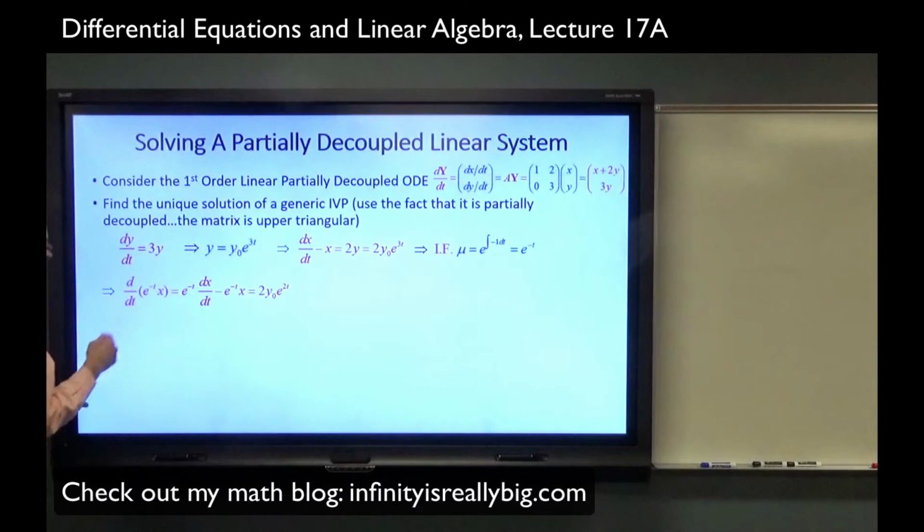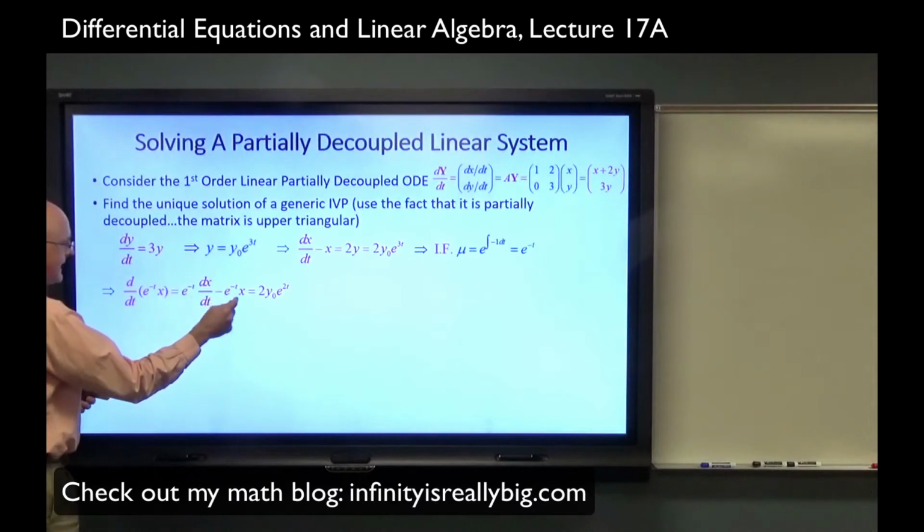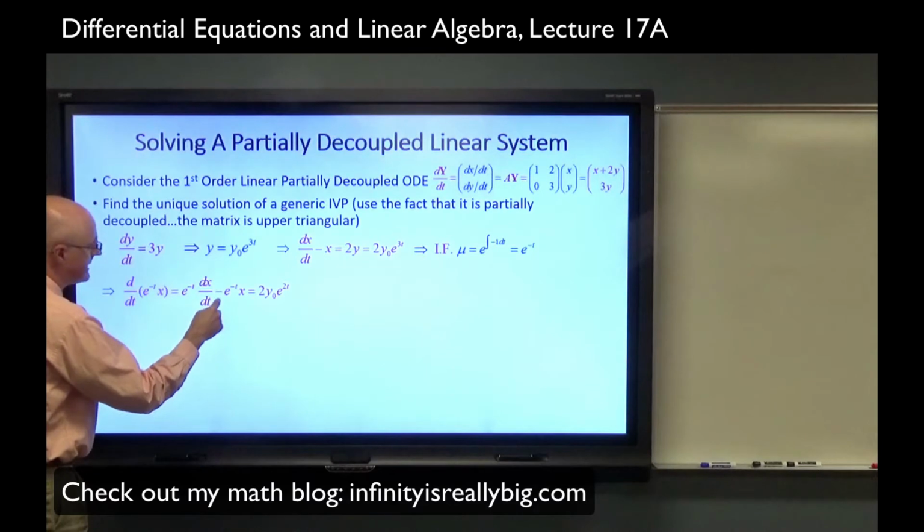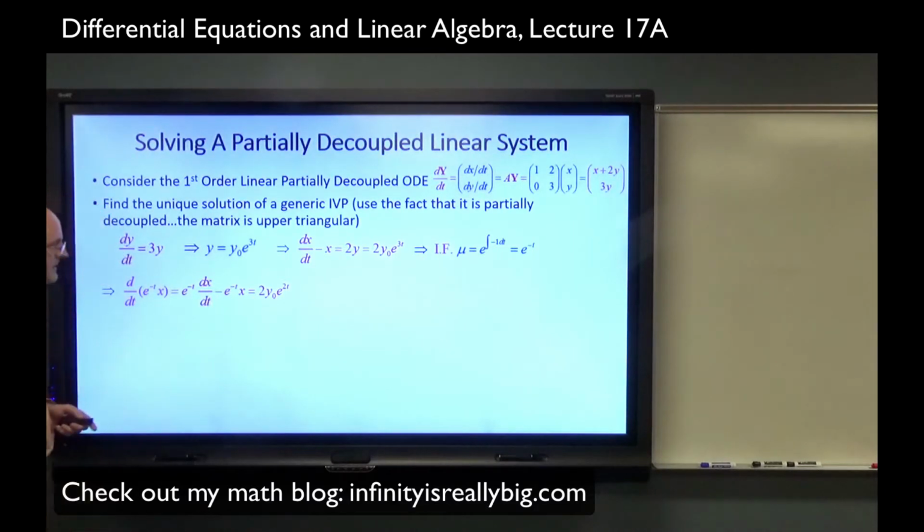The derivative of this product is the first function, e to the negative t, times the derivative of the second, dx/dt, plus the second, x, times the derivative of the first. And the derivative of the first, e to the negative t, is negative e to the negative t. Because of that, you can integrate the left-hand side easily just to get e to the negative t times x.